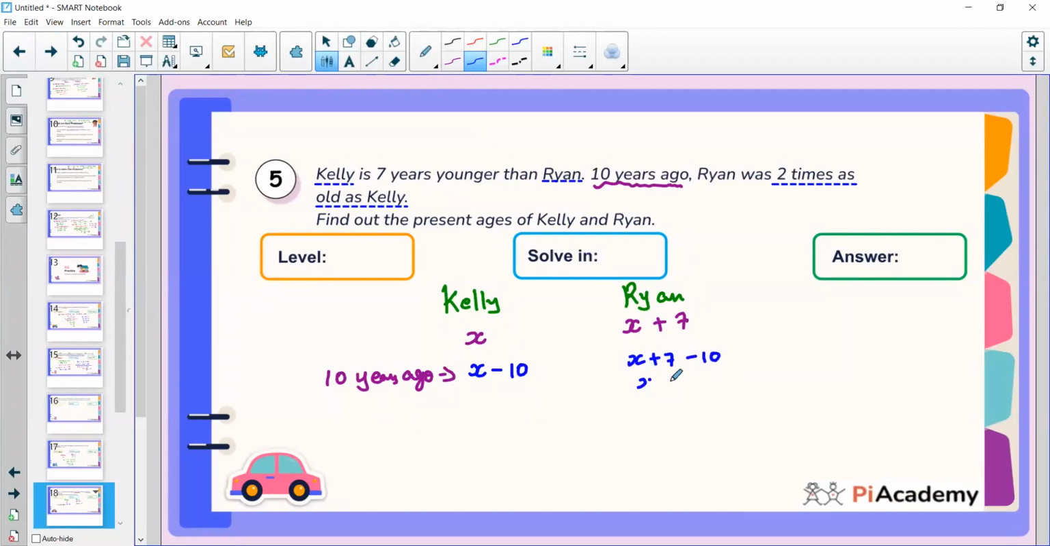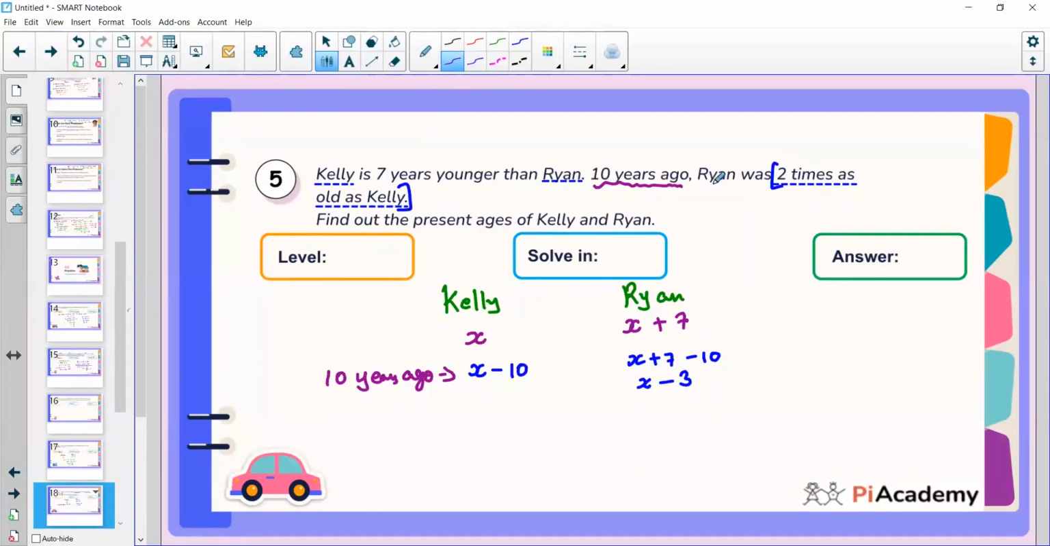So this is x minus 3. This is the main part: working out the age 10 years ago. So this was the second step, writing expressions using the comparison of ages in the past and in the future. All right. Ryan was 2 times as old as Kelly. Now this information is going to help us write the equation.